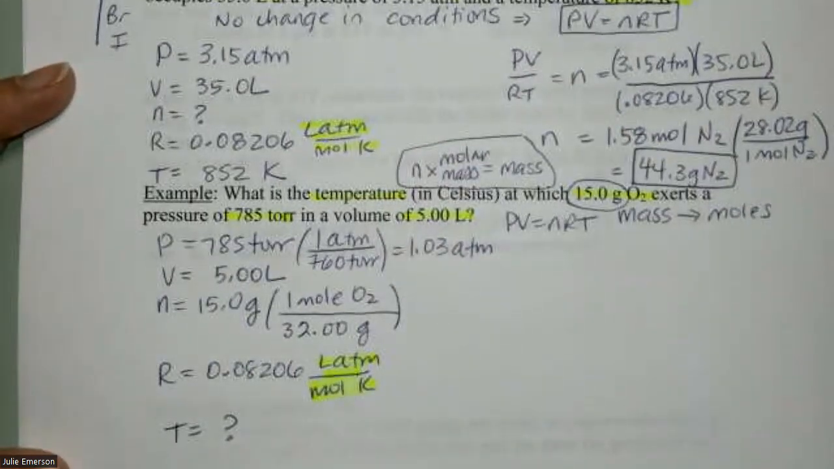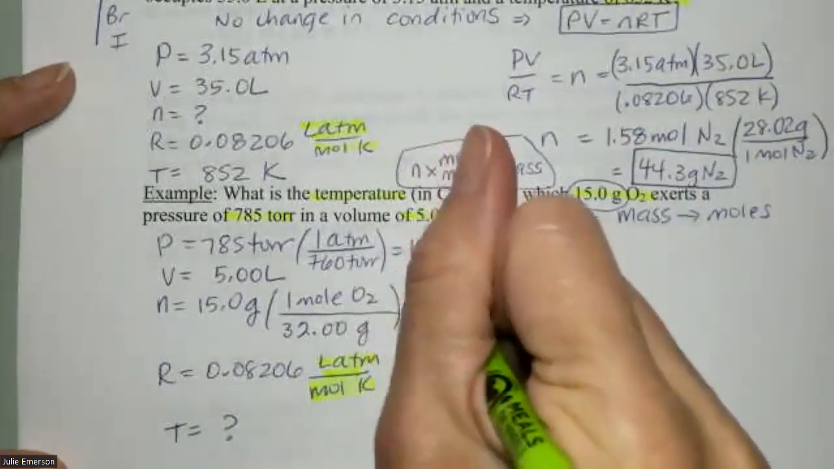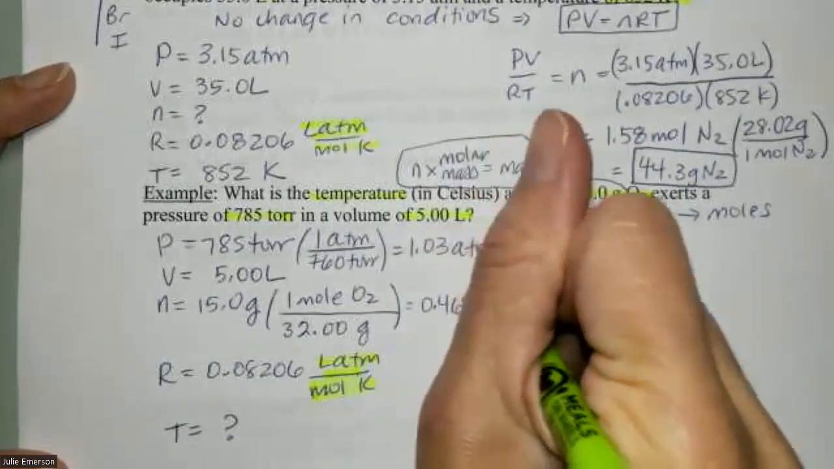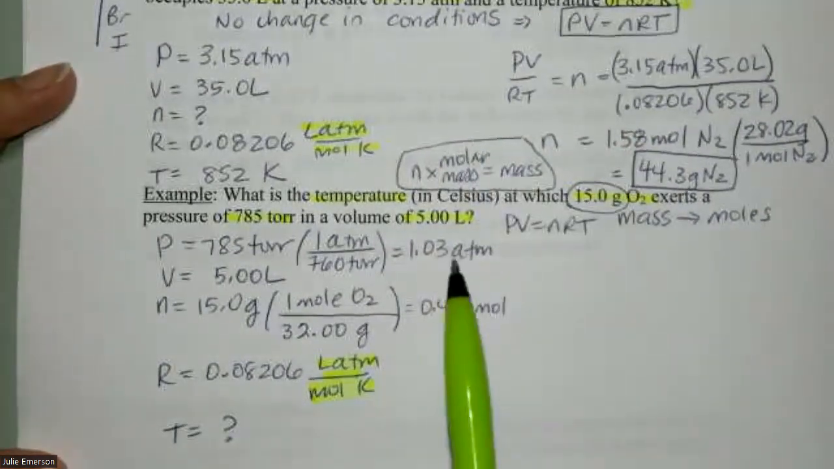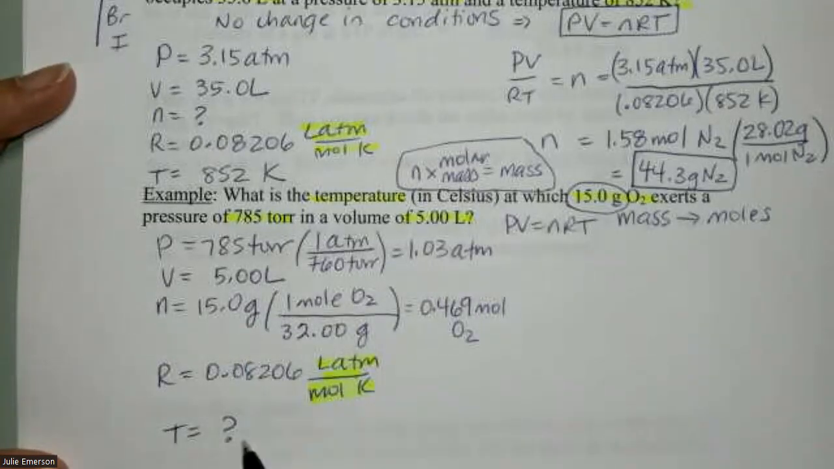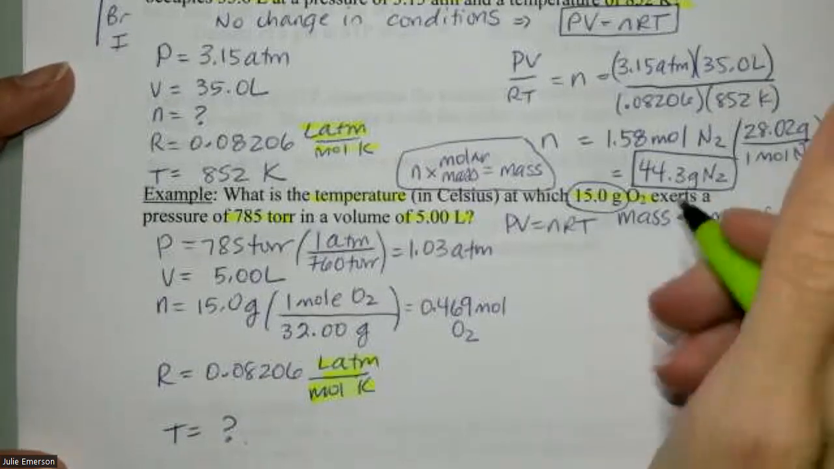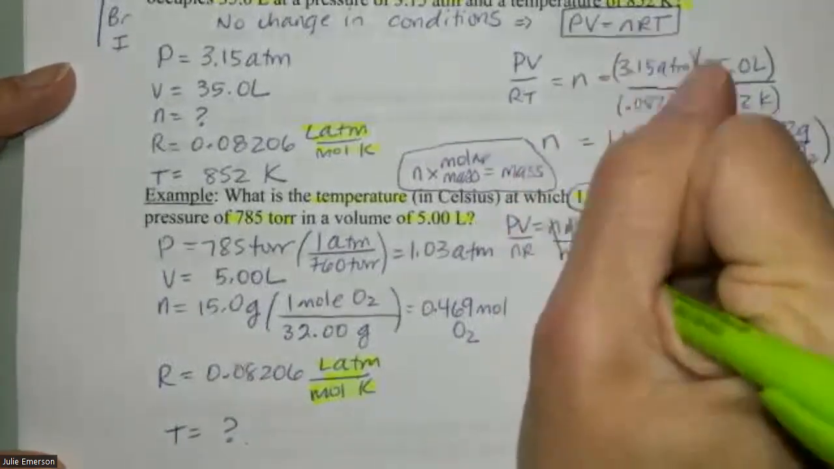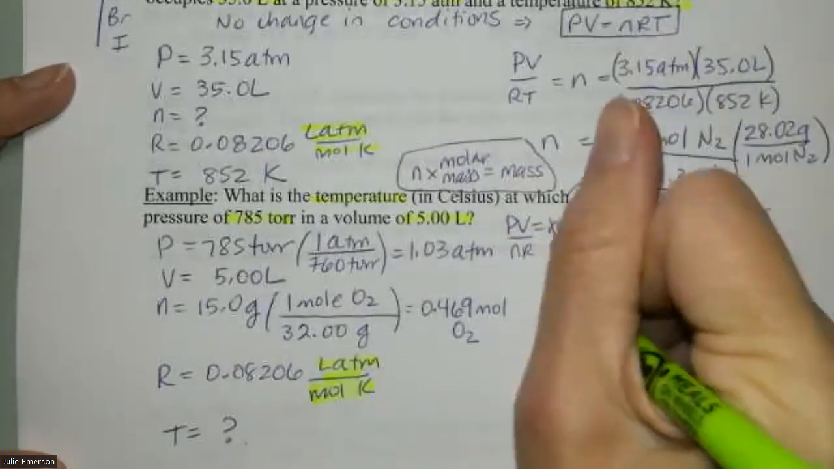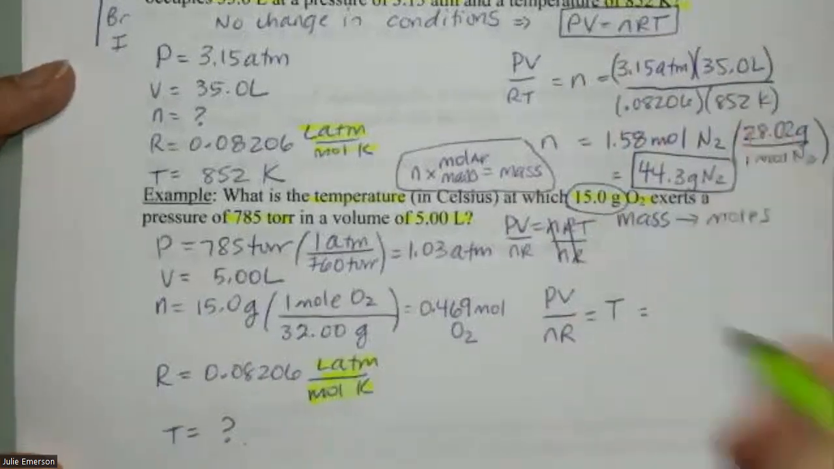And then just really quick, 15 divided by 32, I really have 0.469 moles of O2. All right, so we've got pressure, volume, moles, R, solving for temperature. So we have PV equals nRT. We're going to divide both sides by nR. So when we solve for temperature, PV divided by nR, that'll be temperature.